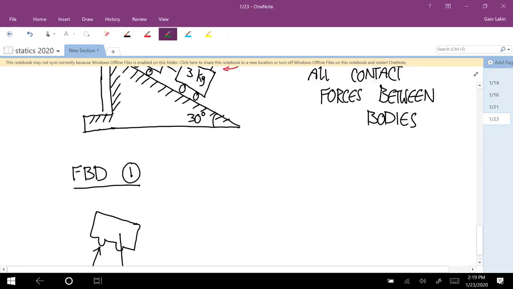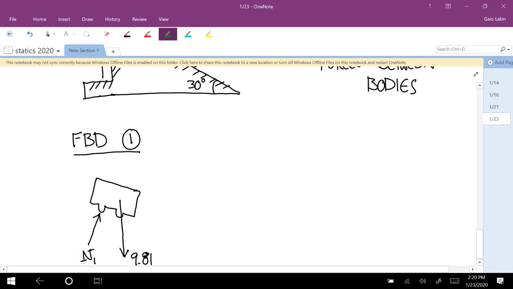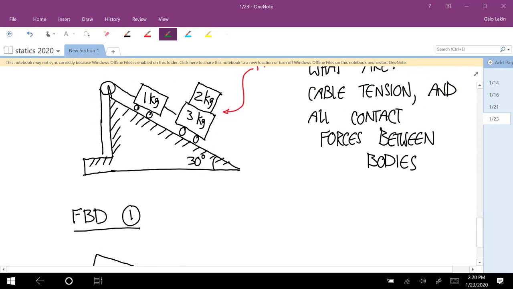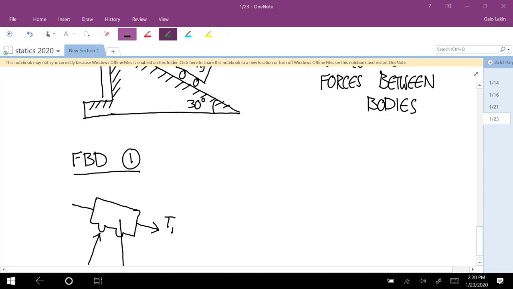And if I keep going around counterclockwise, I get to the cable between the 1 and 3. A cable force is parallel to the cable away from the chosen body. So I'll call that T1. And then keep going around. The last place that there's contact with the surroundings is where the other cable is in contact with it. So that's this way. And I'll call that T2.